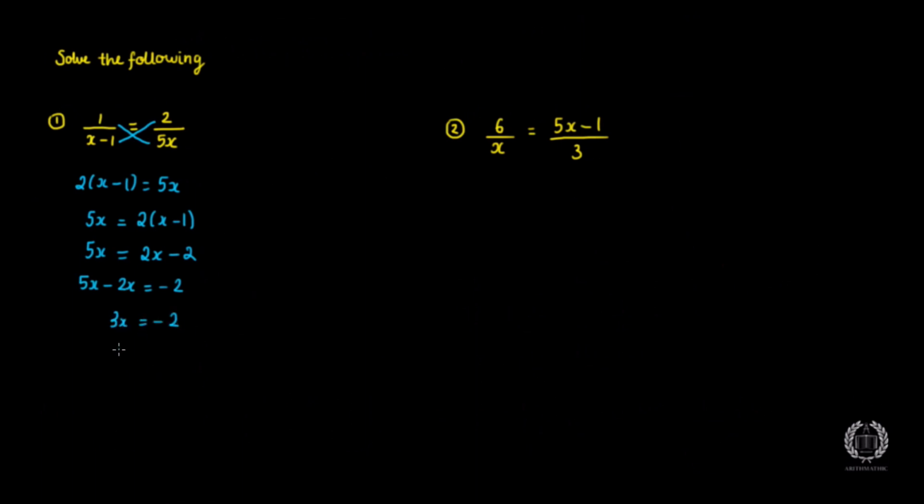And remember, because we want to find the value of x, it says solve, we need to get rid of the 3, so we're just going to divide it by 3. And that is my answer for this one.